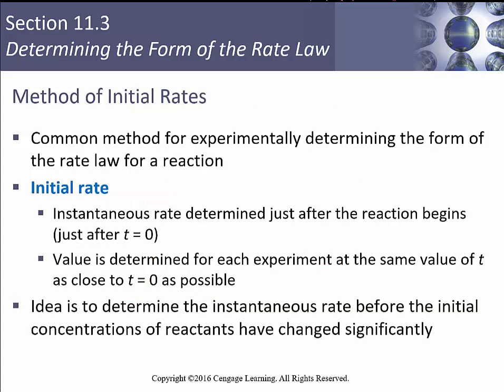The first thing we'll look at is what's called the method of initial rates. It's a common method for experimentally determining the form of a rate law. You're going to set up a series of experiments and look at the rates of reaction, the instantaneous rate determined just after the reaction begins. So we'll say, well, here's our t0. And the value is going to be determined for the experiment at the same value of t, or as close as possible to t0. The idea is to determine the instantaneous rate before the concentrations change.